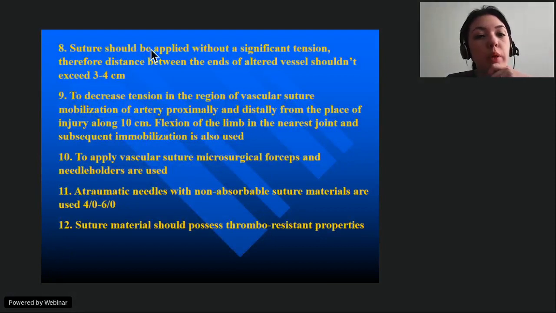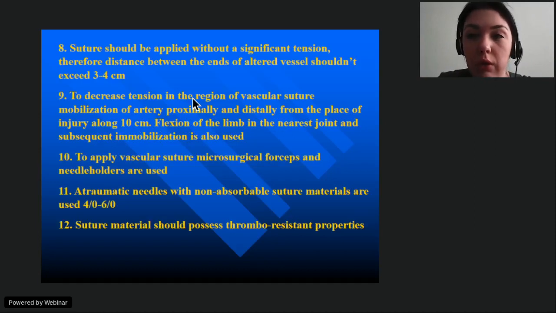Then, suture should be applied without significant tension. Therefore, the distance between the ends of the altered vessel shouldn't exceed 3 to 4 centimeters. If it is larger, then we should use some transplants, maybe proper transplants from the same person, or maybe even prosthetics. To decrease tension in the region of the vascular suture, mobilization of the artery proximally and distally from the place of injury along 10 centimeters is required, and flexion of the limb in the nearest joint and subsequent immobilization is also used.